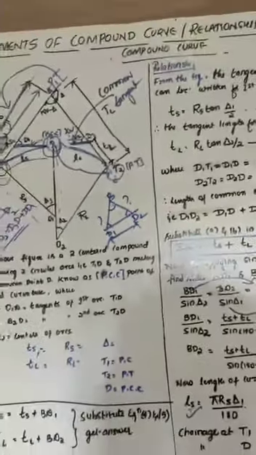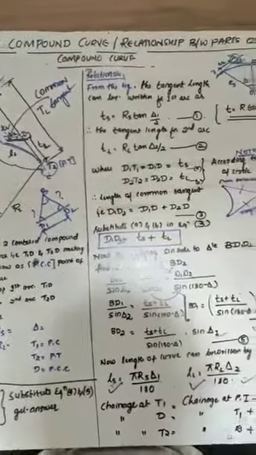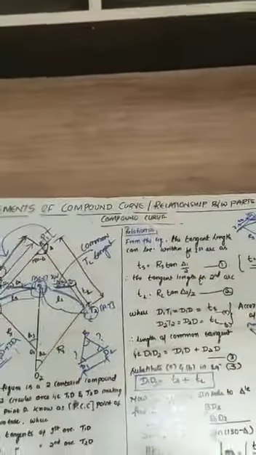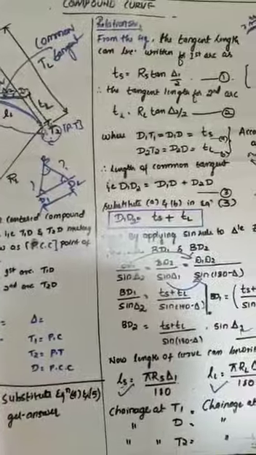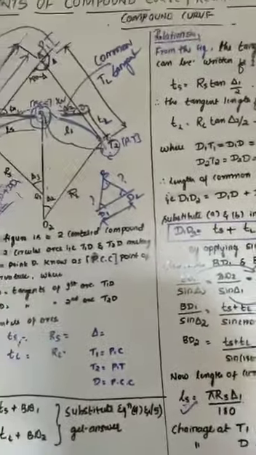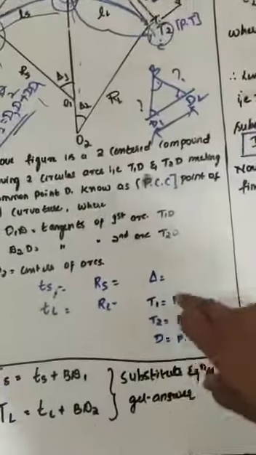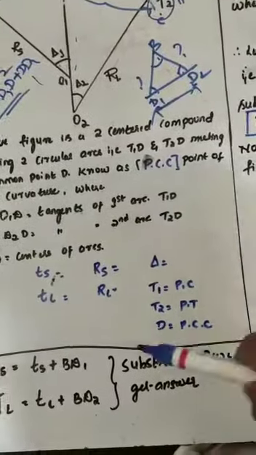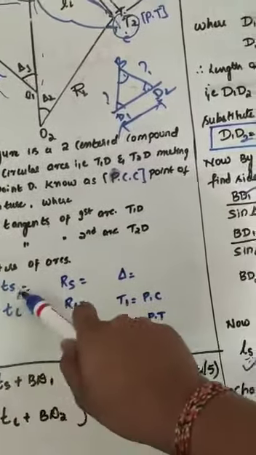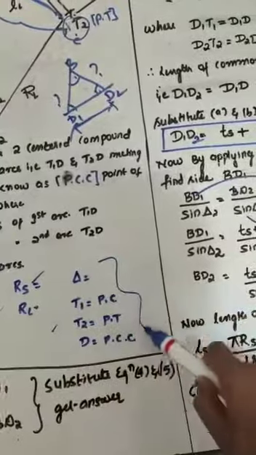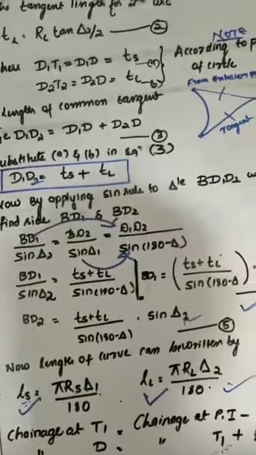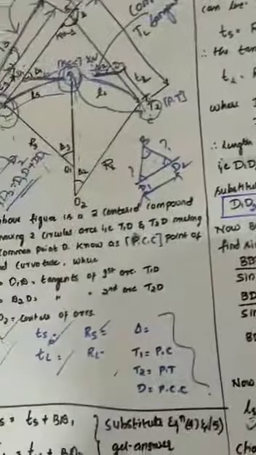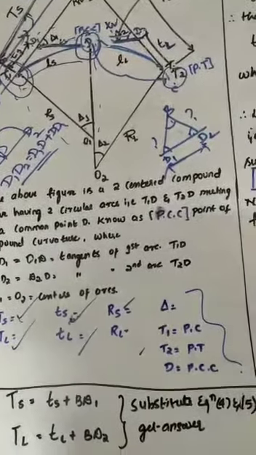So these are the elements of a compound curve and the relationship between parts of a compound curve. This is important for the problems. Here you should know how to derive formulas for everything, small ts, TL, everything. You are going to get a list of formulas here, and you need to understand this. Any doubt, just tell me, I will explain.